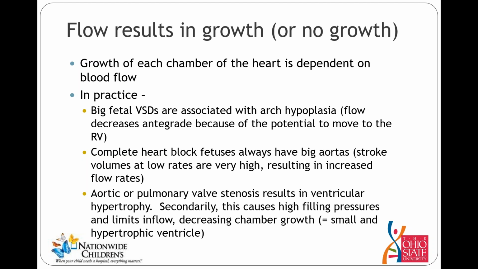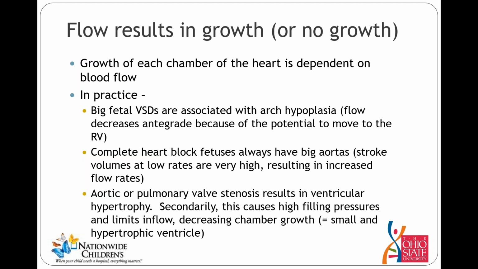So in practice, big fetal VSDs are associated with arch hypoplasia, because if you have 2 routes of egress from your LV, one across the VSD and one antegrade, you decrease the flow across the antegrade flow. And sometimes if you don't flow there, it's going to be small. And so the association with VSD and coarctation, or hypoplasia of the arch, is very common and known. Conversely, if you have complete heart block and your stroke volume is super high as a fetus, you always have a big aorta. So babies that are born with complete heart block always have large aortas, because you just have an increased flow kind of at the time of cardiac development.